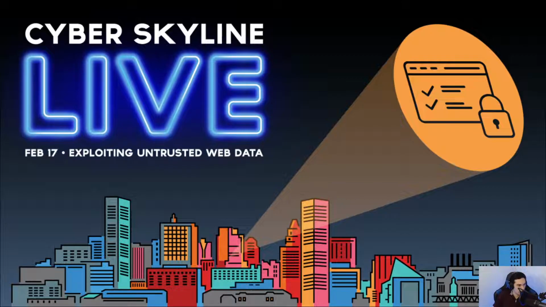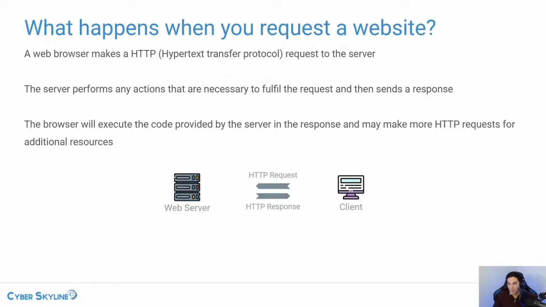Let's talk about the web. When you are visiting a website, there's a series of things that happen for your browser to actually load the website. The short of this is that your browser will make an HTTP request to the server. That is the actual thing that is going over the internet. So you type in cyberskyline.com, and a request goes out over the internet. That's the HTTP request. The server will receive that request and perform any necessary action.